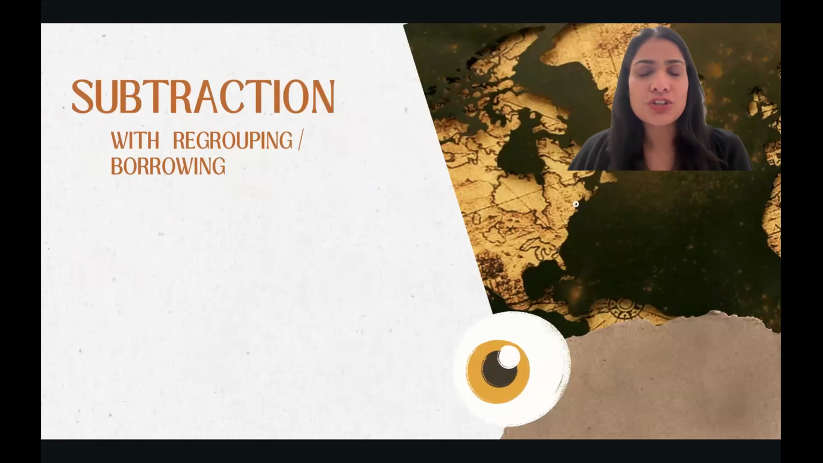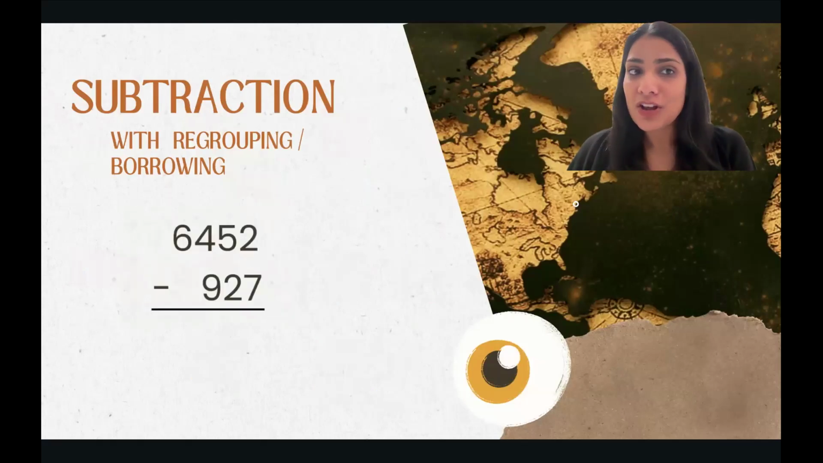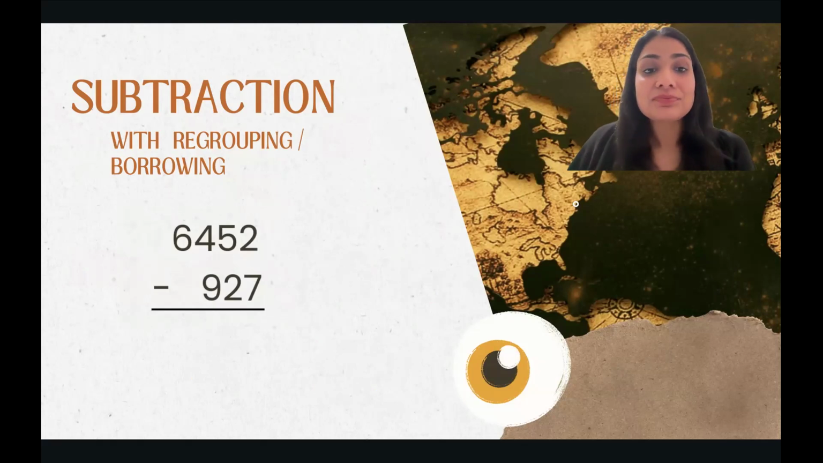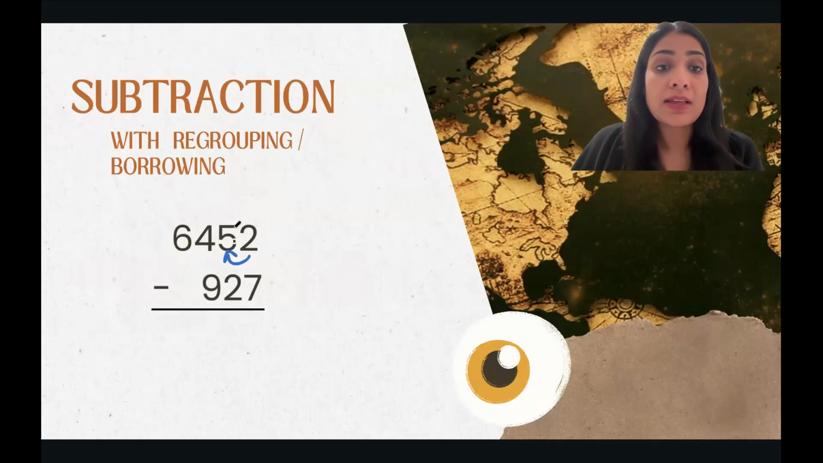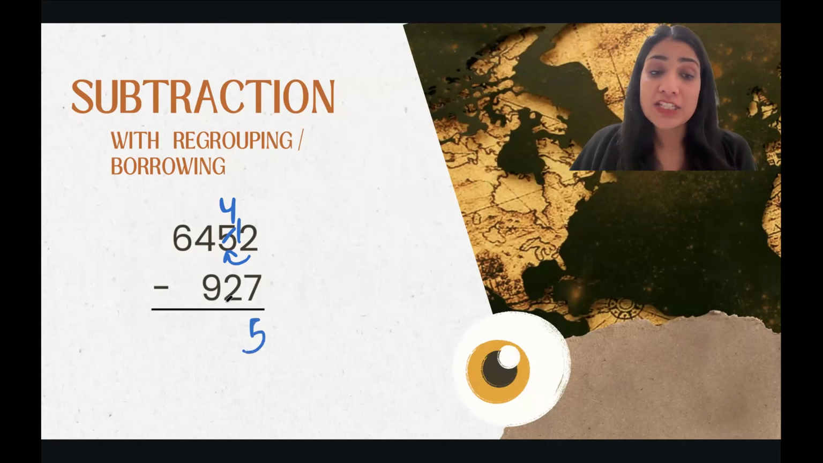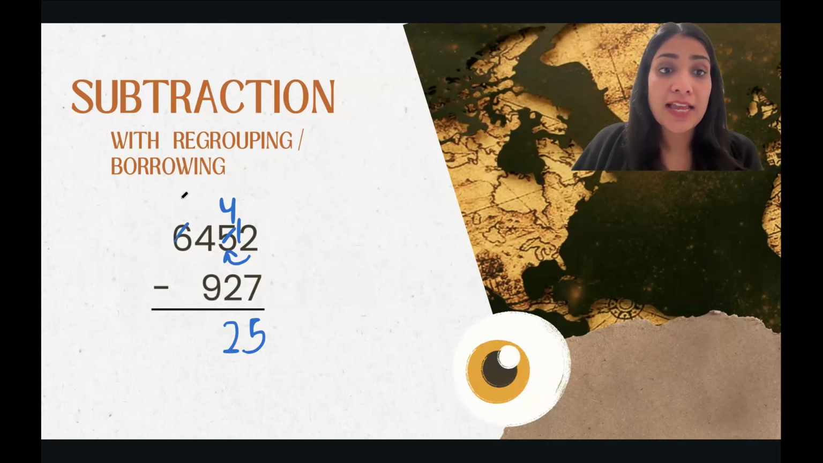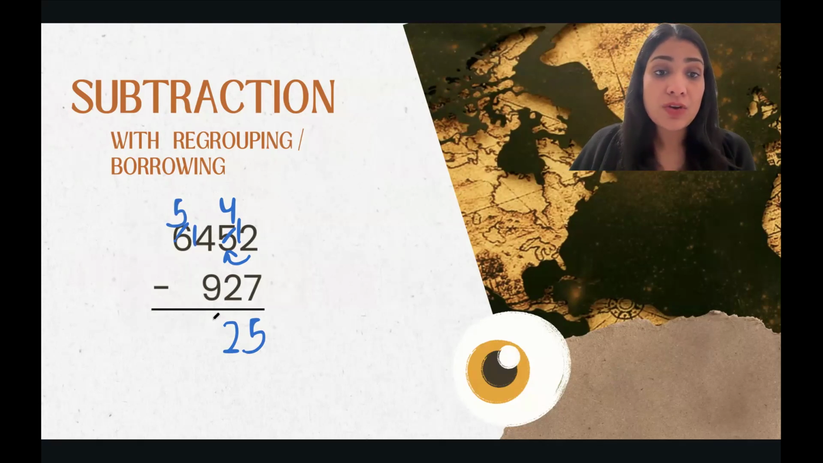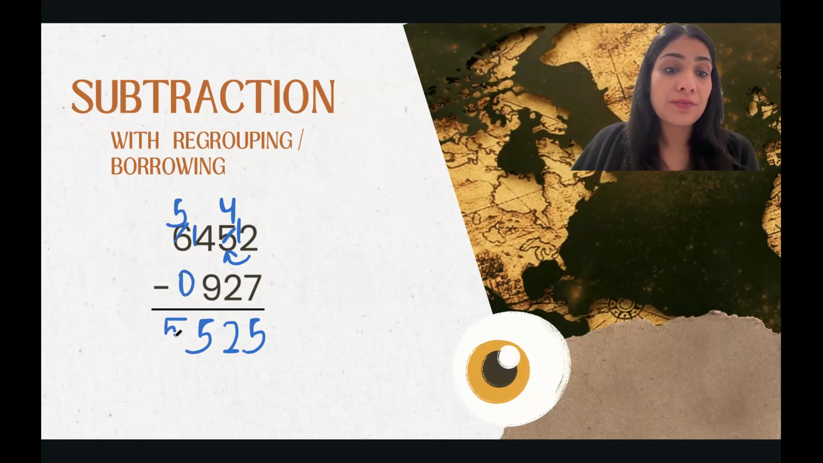Right. So should we solve another question? But before we solve it, I highly encourage you to pause and try by yourself. Let's continue. Now 2 minus 7 is not possible. So we borrow from the tens. 5 becomes 4 and the ones become 12. 12 minus 7 is 5. 4 minus 2 is 2. And 4 minus 9 is not possible. So the next digit becomes 5 and this becomes 14. 14 minus 9 is 5 and 5 minus 0 is 5.